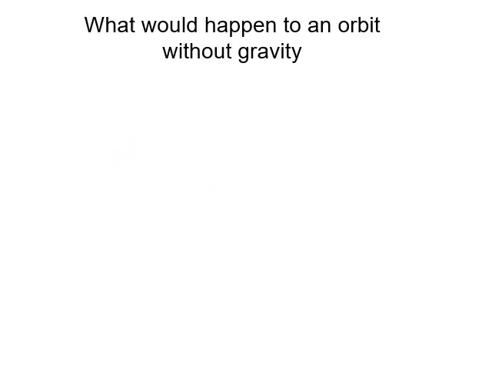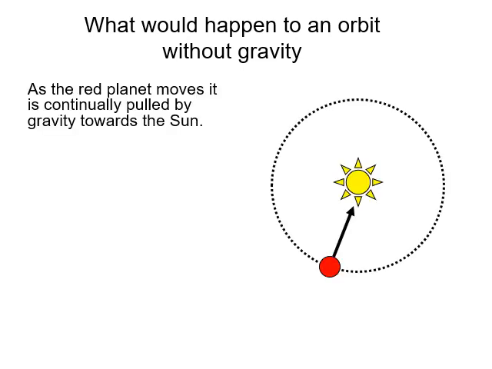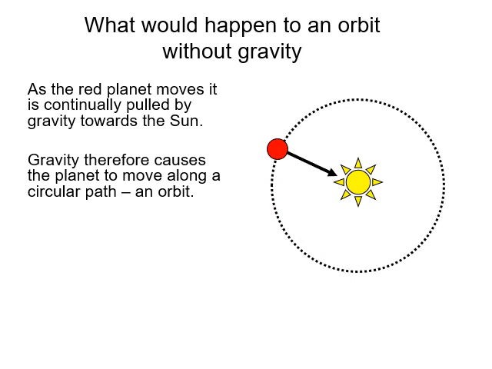So what would happen to an orbit without gravity? As the planet, which is in this diagram the color red, moves, it is continually pulled by gravity towards the sun. And to a lesser extent, because obviously of the mass difference, the sun is slightly pulled towards the planet. There we go, there's the animation. So gravity therefore causes the planet to move along in a circular path and orbit.